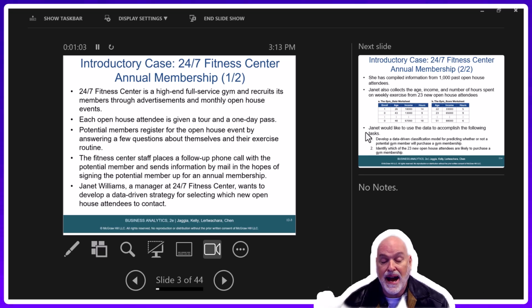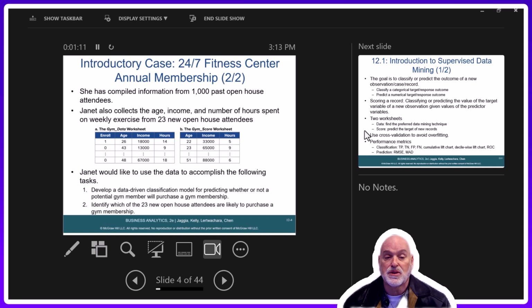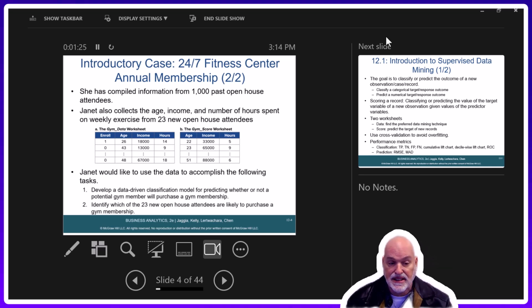Janet Williams, a manager at 24/7 Fitness Center, wants to develop a data-driven strategy for selecting which new open house attendees to contact. She has compiled information from 1,000 past open house attendees. Janet also collects the age, income, and number of hours spent on weekly exercise from 23 new open house attendees. Here are the data worksheets that we have here.